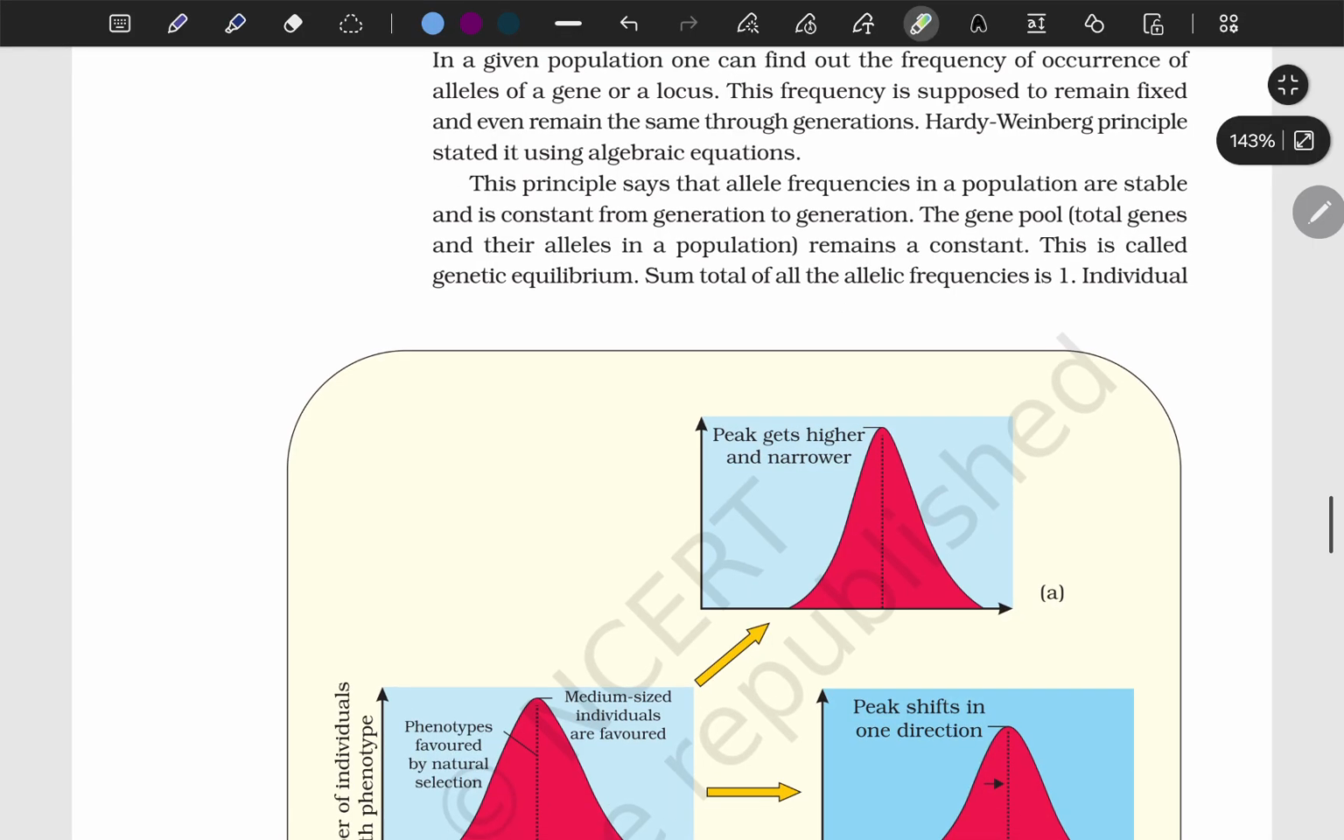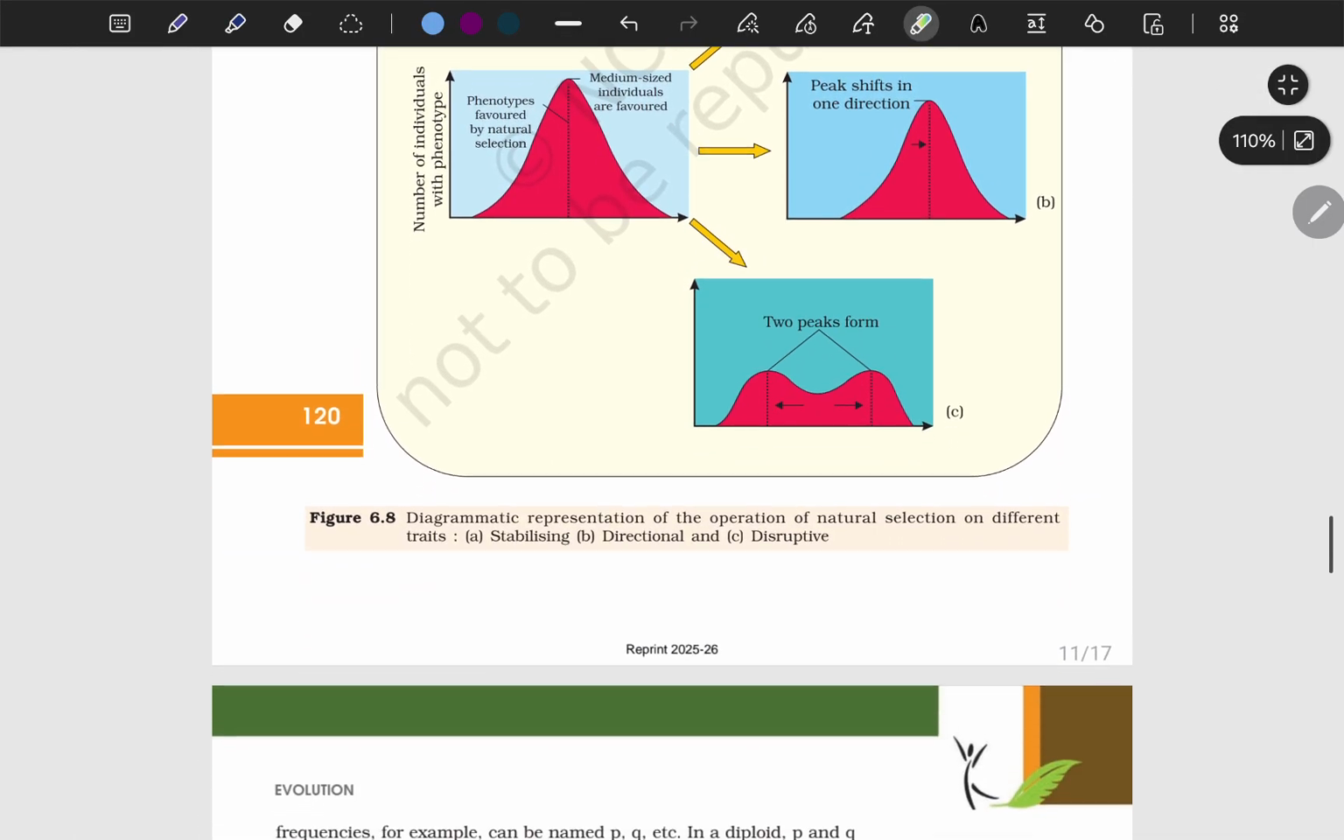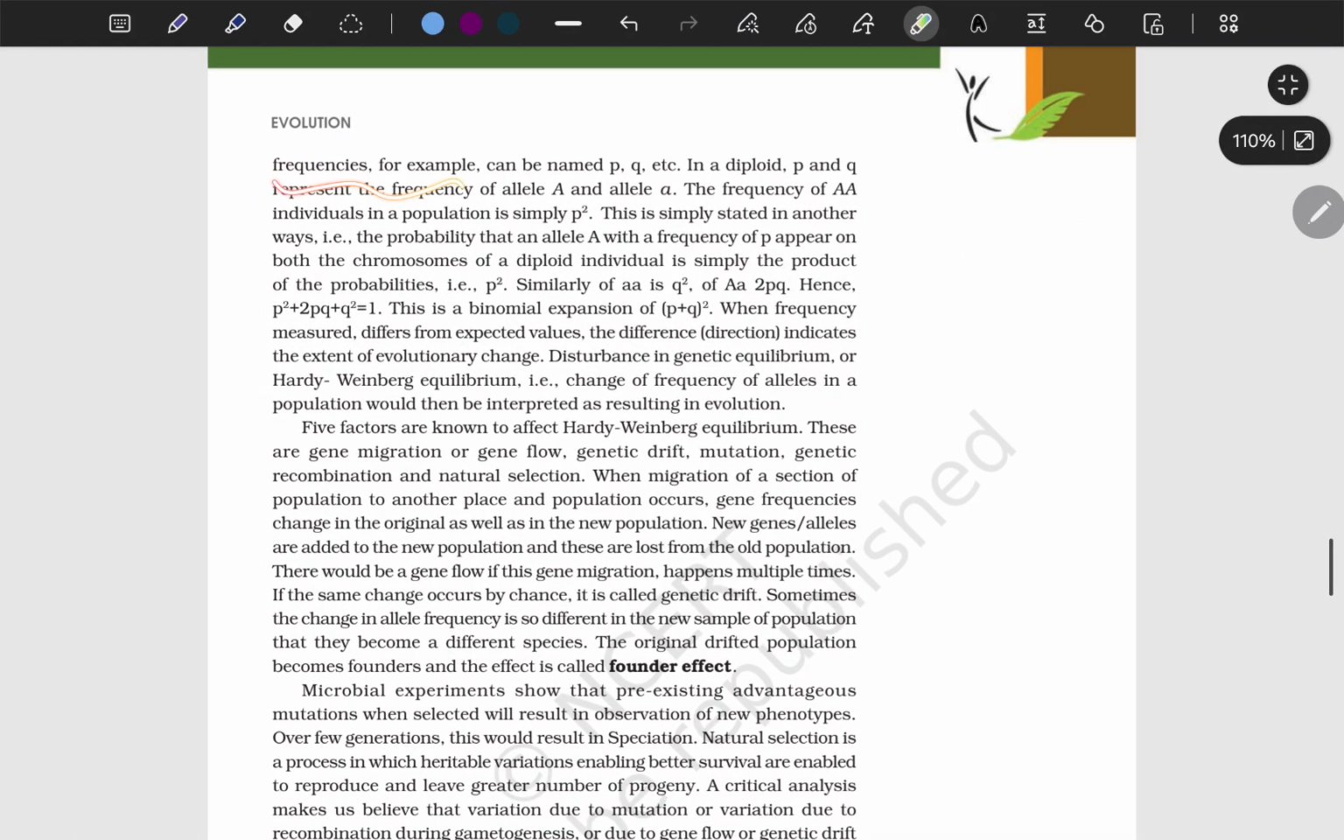The sum total of all the allelic frequencies is 1. Individual frequencies, for example, can be named p, q, etc. In a diploid, p and q represent the frequency of allele capital A and allele small a. The frequency of capital A individuals in a population is simply p square. This is simply stated in another way such that the probability that an allele A with a frequency of p appears on both the chromosomes of a diploid organism is simply the product of the probabilities, such that p square.